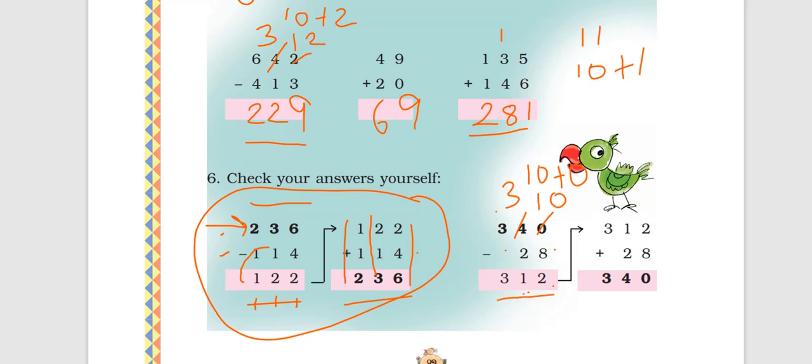So when we add 312 and 28, we should be getting 340. 2 plus 8 is 10, so we put the 0 ones over here and carry the 1 ten over here. 2 plus 1 plus 1 is 4 in the tens, and 3 hundreds. So those numbers add up.